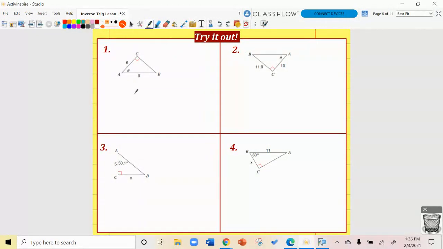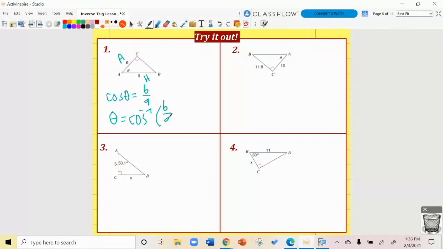So hopefully you've had an opportunity to try these, and I'm going to briefly go over them. Here, let's label our sides. Here's our theta. Make sure you're showing your work. I have adjacent and I have hypotenuse. Therefore, I'm using cosine of theta equals 6 over 9. I'm going to take the cosine inverse of both sides, which will give me theta equals the cosine inverse of 6/9.